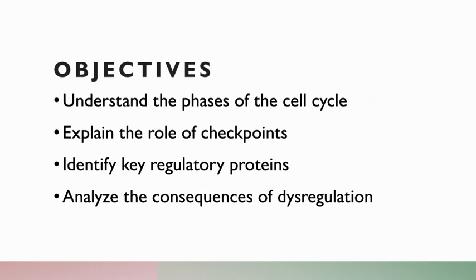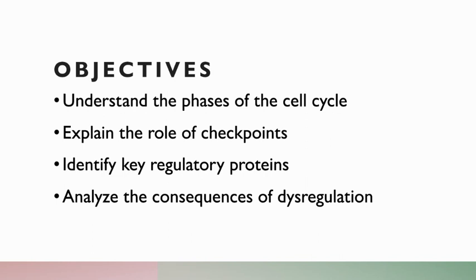The next thing we are going to talk about is identifying key regulatory proteins. These proteins will play an important part in cell regulation, and we are going to identify them and talk about them. And the last thing we will talk about is we're going to analyze how mutations or dysregulation in the cell cycle regulators can lead to disease such as cancer and explain the molecular mechanisms behind these processes.